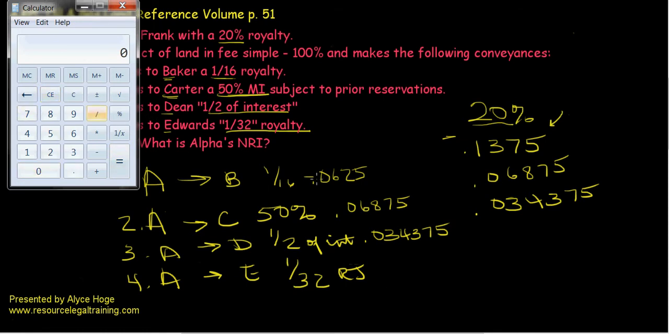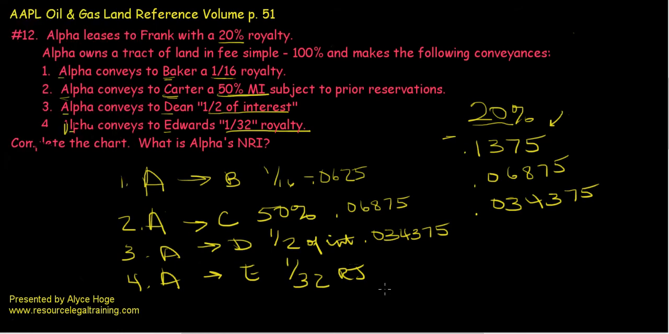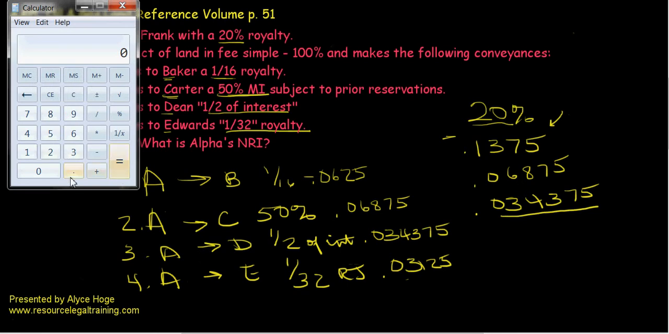So that means E is going to end up with a 0.03125, and we're going to subtract that 0.03125 from A's current interest, which is 0.034375. So that's going to be 0.034375 minus 0.03125, which makes A's interest this 0.003125.